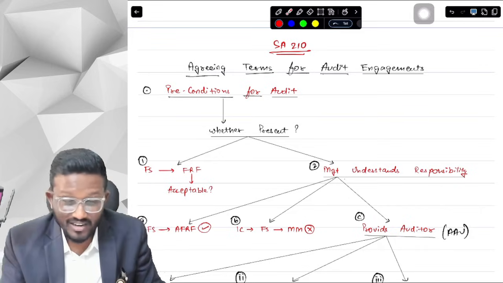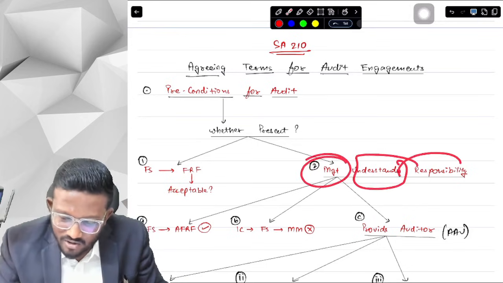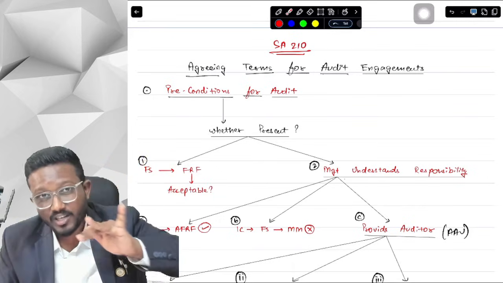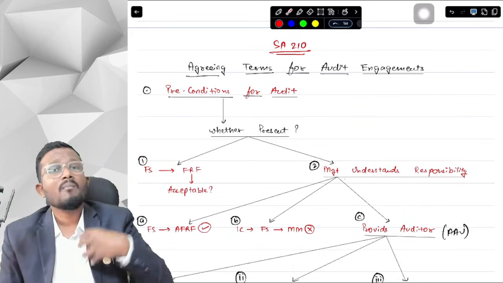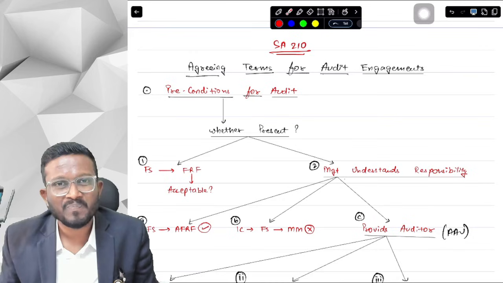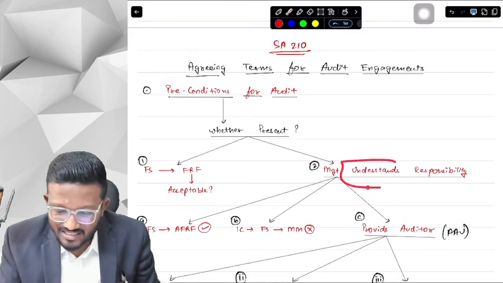Second thing is we need to check whether management understands its responsibility or not, because management has its own responsibilities in terms of audit engagement. We know our responsibility as an auditor, but we will have to check whether management knows its responsibility as a management or not. So we will have to take acknowledgement from management that it understands its responsibility.